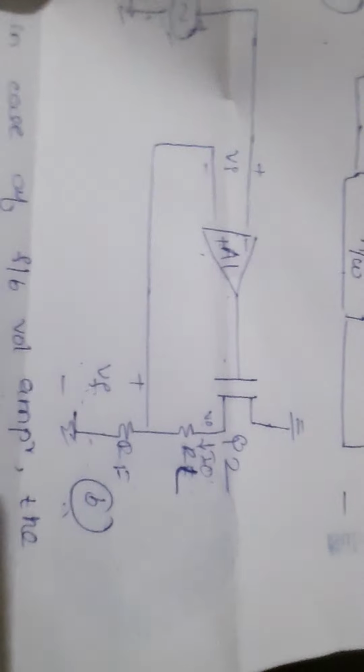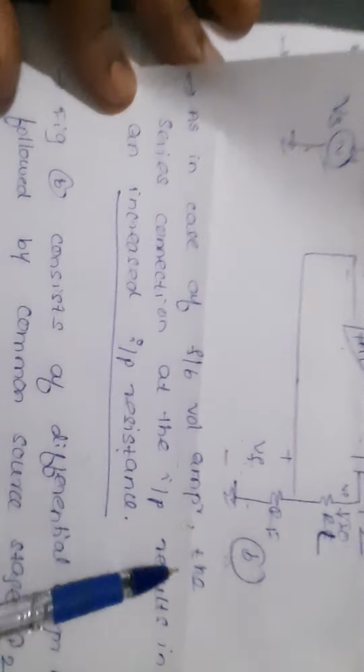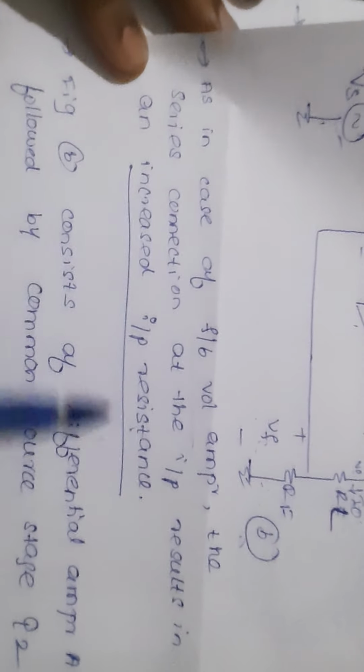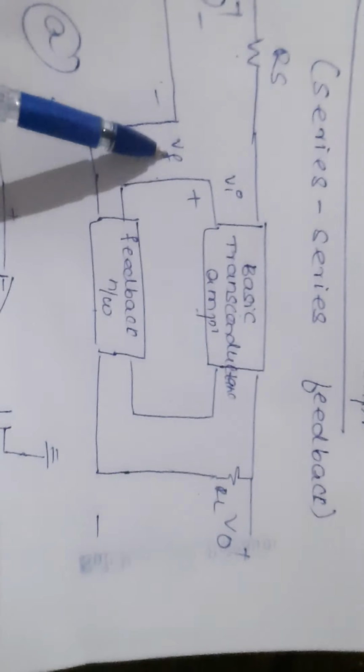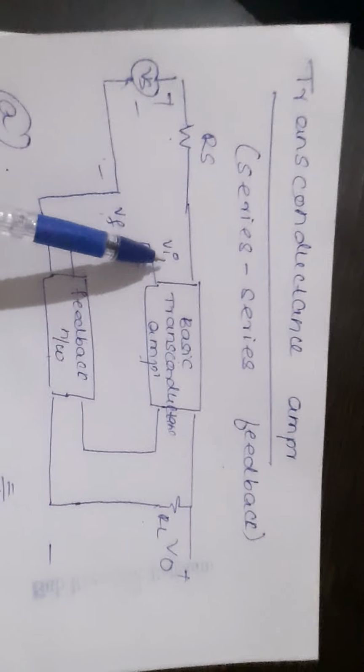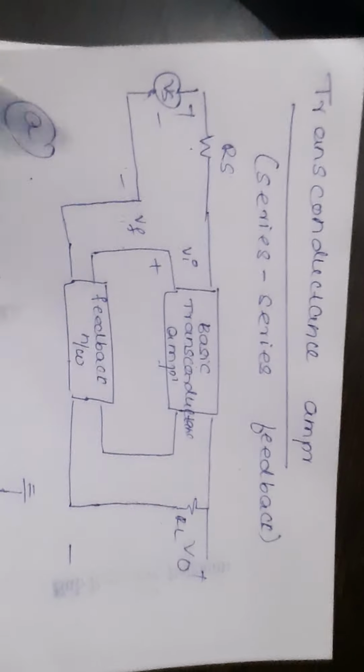I'll just write here. As in the case of the feedback voltage amplifier, the series connection at the input results in increased input resistance. The reason is Vi is Vs minus Vf. So Vi is small, Ii is small, resistance is large. So in the same fashion we get the input resistance as large.